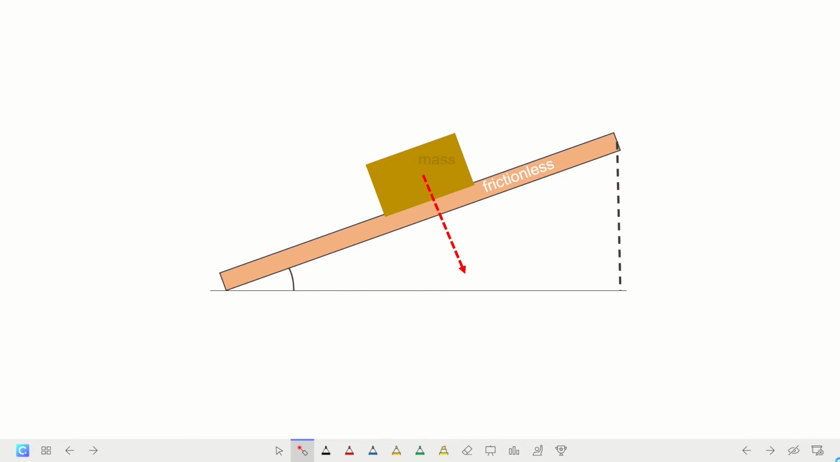This body has a mass. So the first force that we need to consider is that, since this has a mass, the body would be acted upon by the force due to gravity. The force due to gravity is always directed towards the center of the earth. Therefore, since this ramp would be sitting on the surface of the earth, for example, the force would always be directed straight downwards.